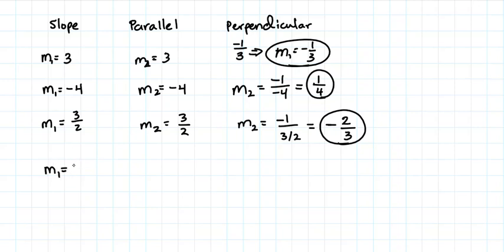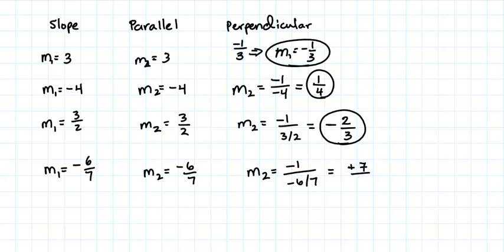If I give you a slope of -6 over 7, the parallel slope would be -6 over 7, exactly the same. But if I want the perpendicular slope, I have to do -1 divided by -6 over 7, which would give me +7 over 6, the calculator, okay? Positive, I don't want you to think that there's a negative sign, +7 over 6.